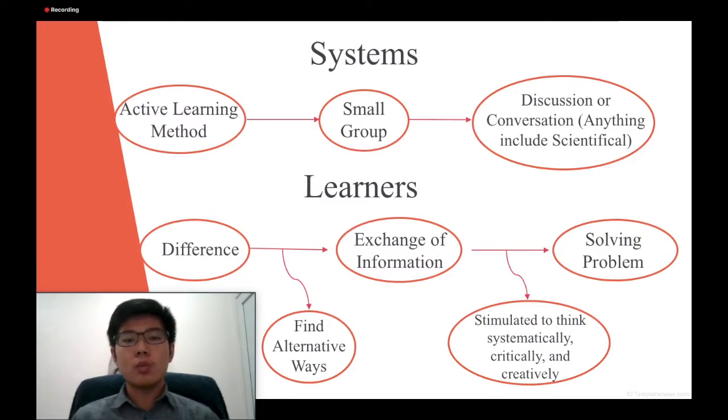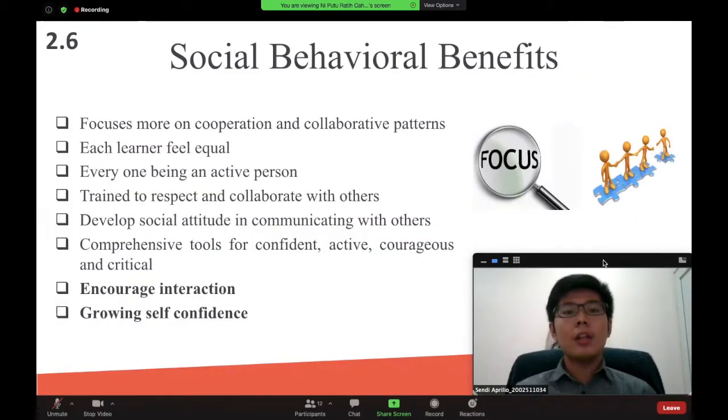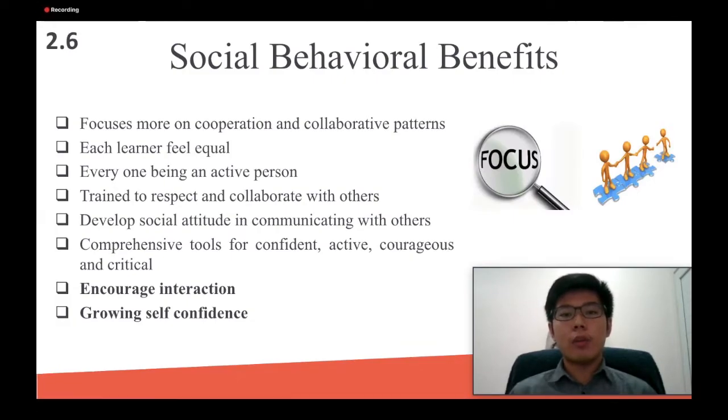What happens in this group discussion requires each learner to be able to find alternative ways, and also stimulates them to think systematically, critically, and creatively. Next. Learning in the small group discussion focuses more on cooperation and collaborative patterns. Each learner should feel equal, so that no student feels that they are the smartest or masters and the others are the weaker or less knowledgeable.